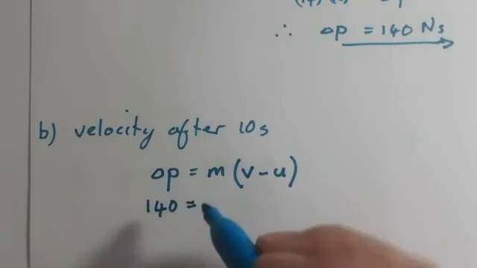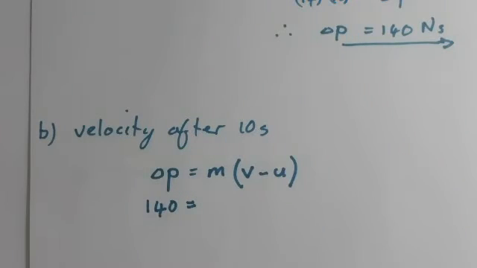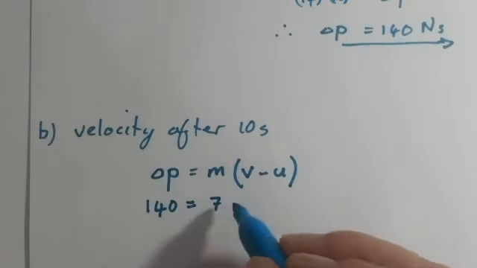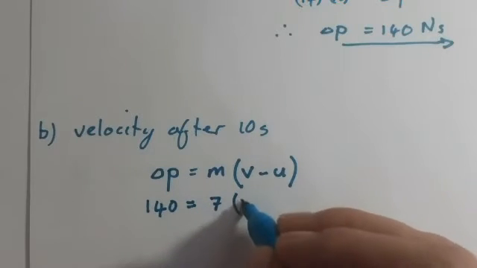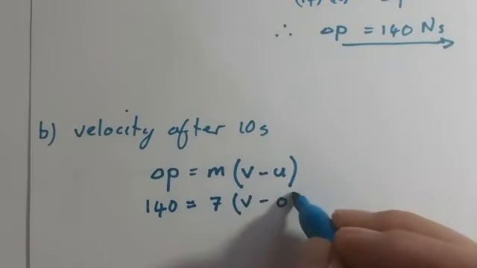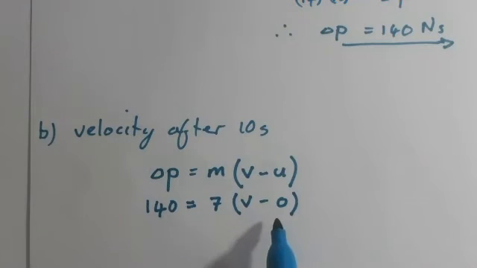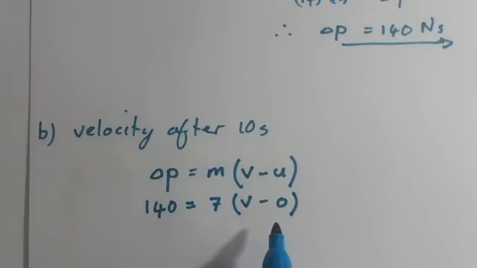My change or gain in momentum was the 140. My mass is the 7 kilograms. I want final, and my initial was 0. I know this is ridiculous, but it's worth writing in because then it's not just throwing away a symbol and a value. It's that little bit of, I know the initial velocity is 0. Tell your examiner exactly that.